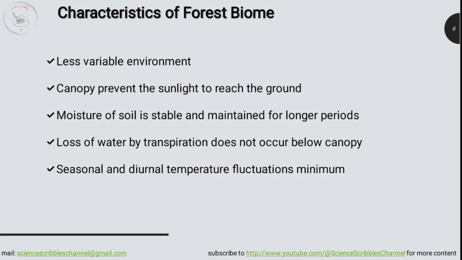Abiotic factors in a forest biome are less variable compared to other terrestrial biomes. The tree canopy prevents sunlight from reaching the ground, and the moisture content of the forest soil is more stable. Loss of water by transpiration is prevented below the canopy, as the canopy acts as a windbreaker. Seasonal as well as day and night temperature fluctuations are also minimum in forests compared to other terrestrial biomes such as grasslands and deserts.